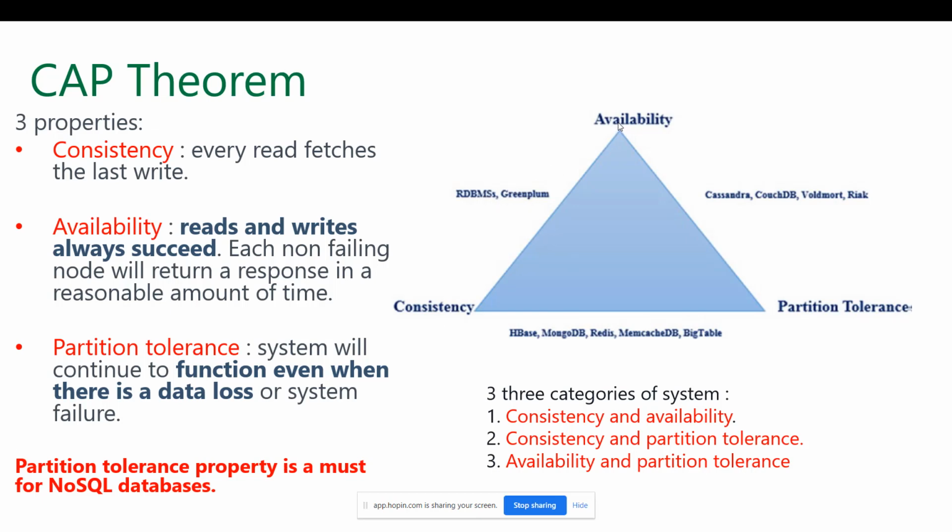You see that RDBMS have the characteristics of availability and consistency. It's very obvious. You can see that consistency and partition tolerance are the main characteristics of MongoDB and Redis. We'll talk about them. And availability and partition tolerance are the main characteristics of Cassandra, CouchDB, and others. So partition tolerance is a must for NoSQL databases. You can see it here.